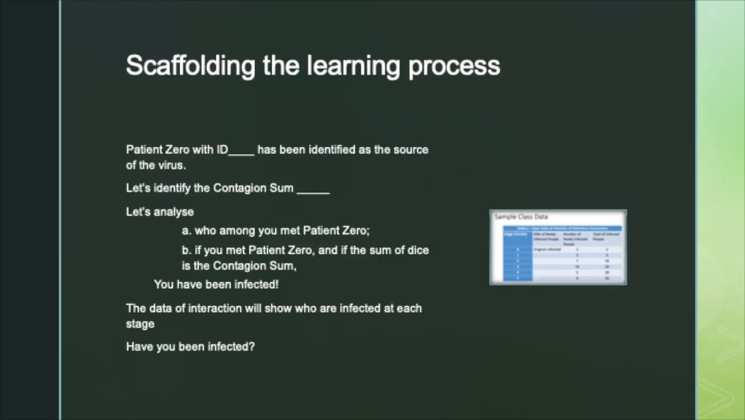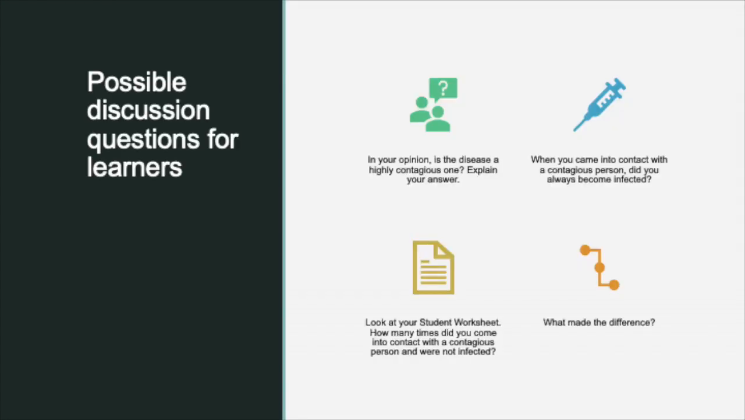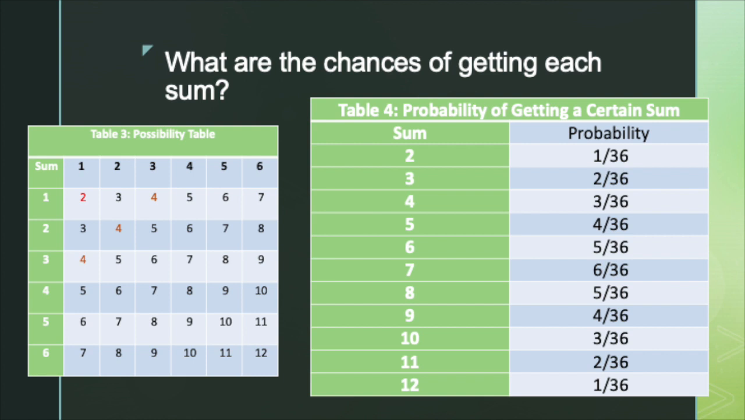At the end of the 5 cycles, the teacher and the class have access to the interaction data, and discussions can then begin as to who are infected and at which stage. Some questions posed to students to guide them in sense-making include: in your opinion, is the disease a highly contagious one? When you came into contact with the contagious person, did you always become infected? And so on. The contagion sum indicates how infectious the disease is.